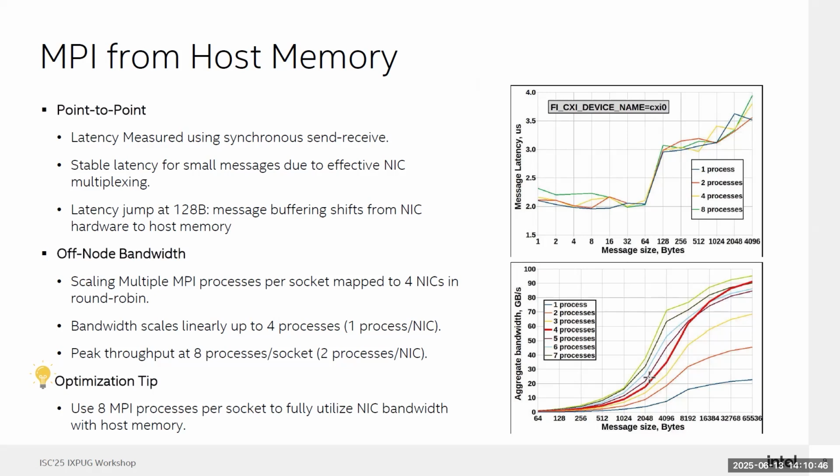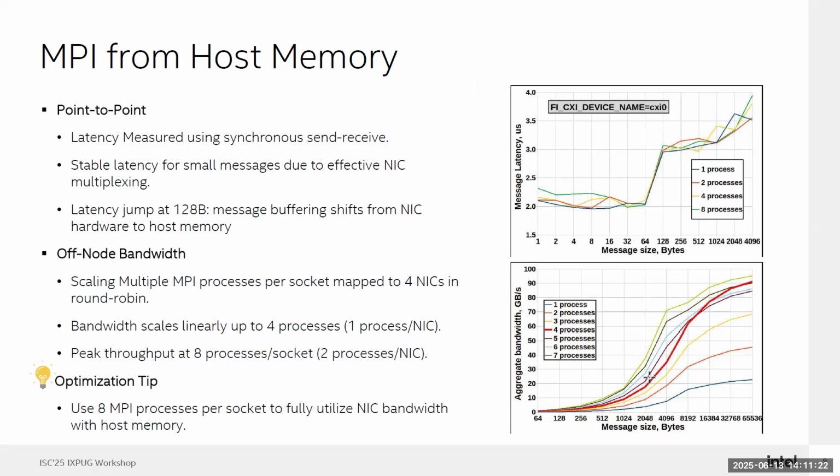Another important performance metric is the off-node bandwidth. So we're communicating between 2 CPUs in this case from 2 different nodes. But we are pinning the MPI processes to only 1 socket. So when we are increasing the number of MPI processes, they are using the same 4 NICs within the socket. And in this case, we start with 1 MPI process, so we are using only 1 NIC, and we increase it up to this dark red line, which represents the 4 MPI processes. So in this case, we are using the 4 NICs in the system.